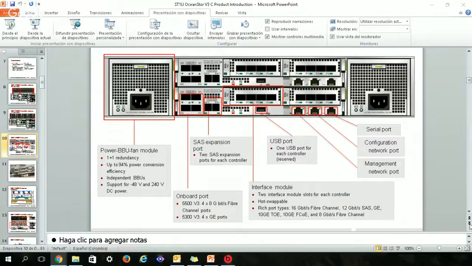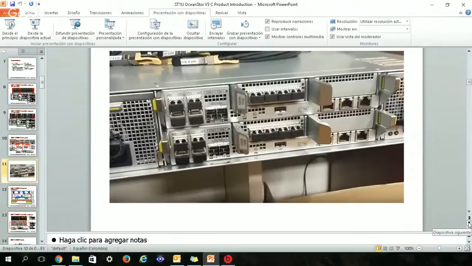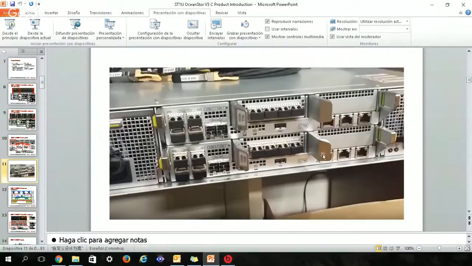Let's move on to the next slide. This is just a picture. We can see some information here about how it looks in real life. And as you see, they are the same ports. Those are the 8 gigabit per second ports, these are where we connect the servers, and those are for expansion ports, right? So it's a good picture.